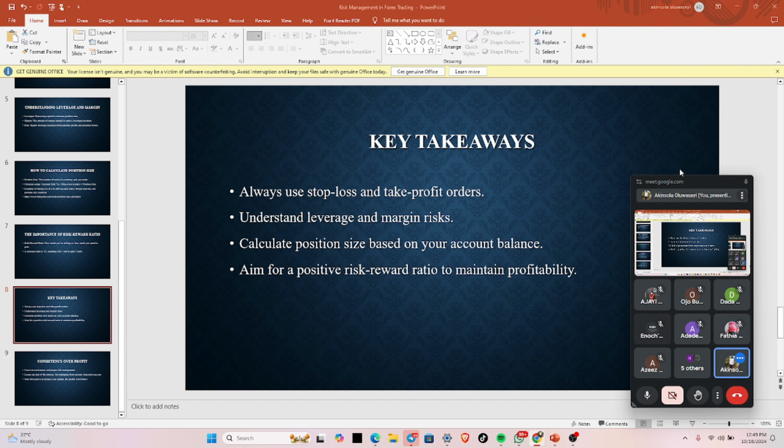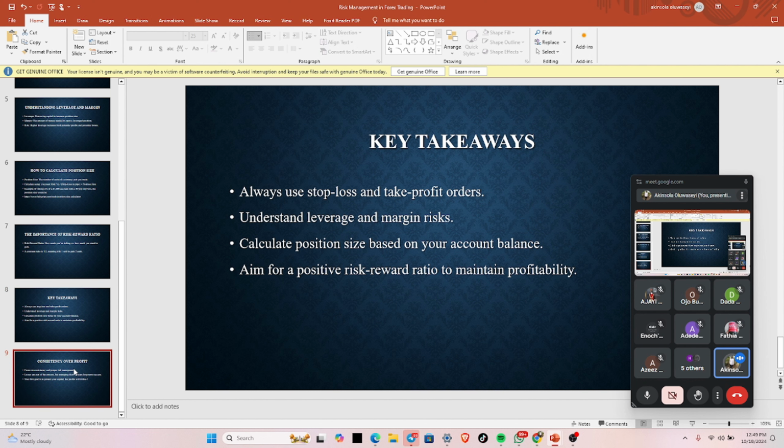Next on the list, always aim for a positive risk to reward ratio to maintain profitability. To maintain what? Profitability. Your risk to reward must be positive, that is at least 1 to 2. And you must be consistent with it. Rome was not built in a day. Consistent efforts brought about Rome being built afterwards. Do you get that?